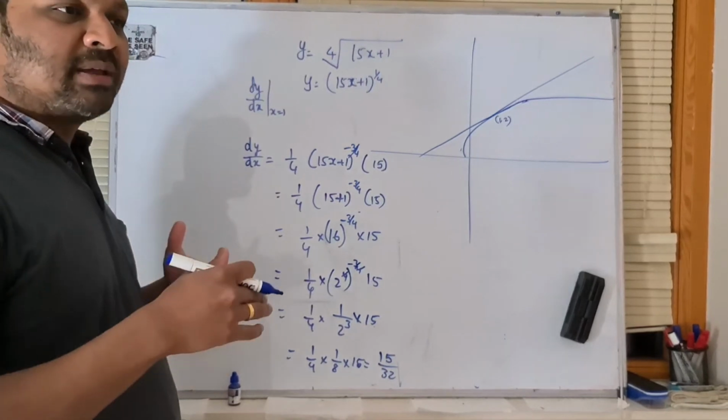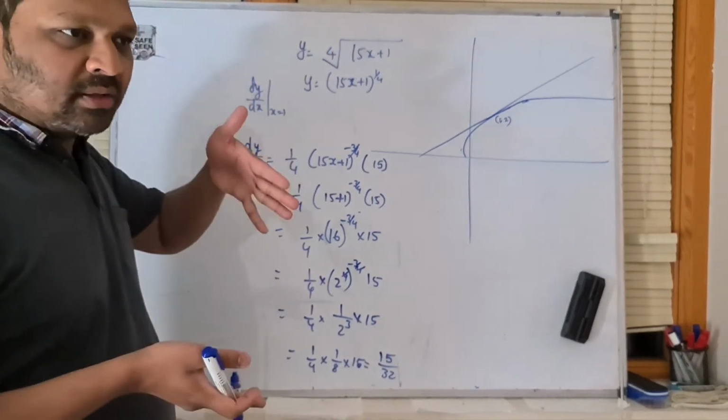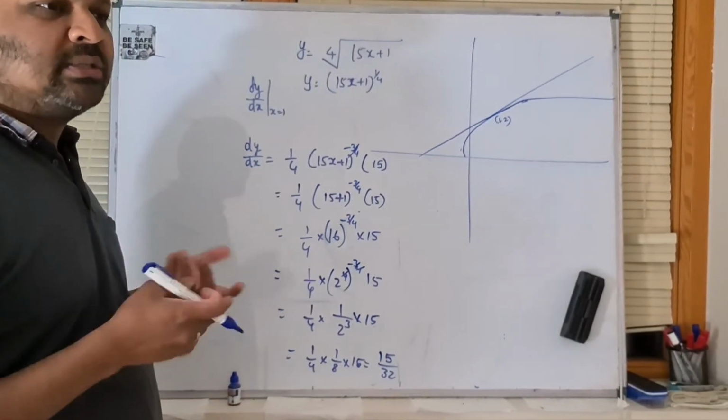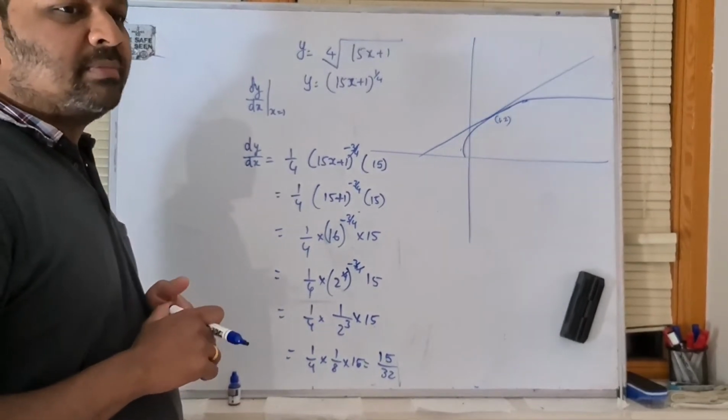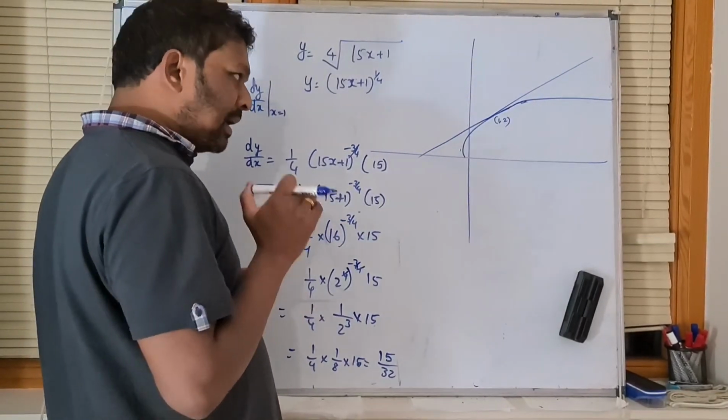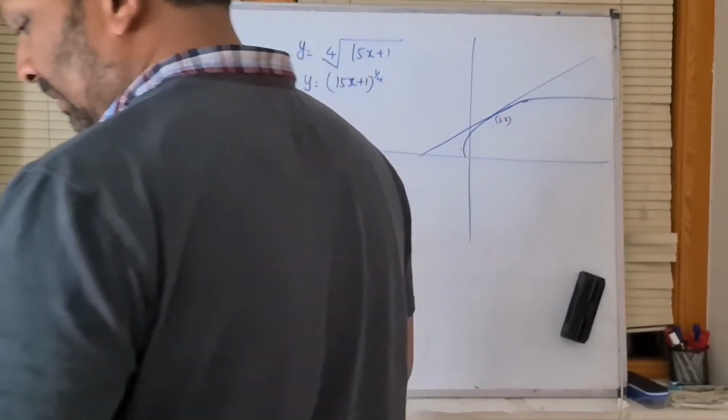Why? Because it is rise by run. What is the rise? A length. What is the run? Again a length. Length by length, the units cancel. It's only a simple ratio. Now, what is the next question?